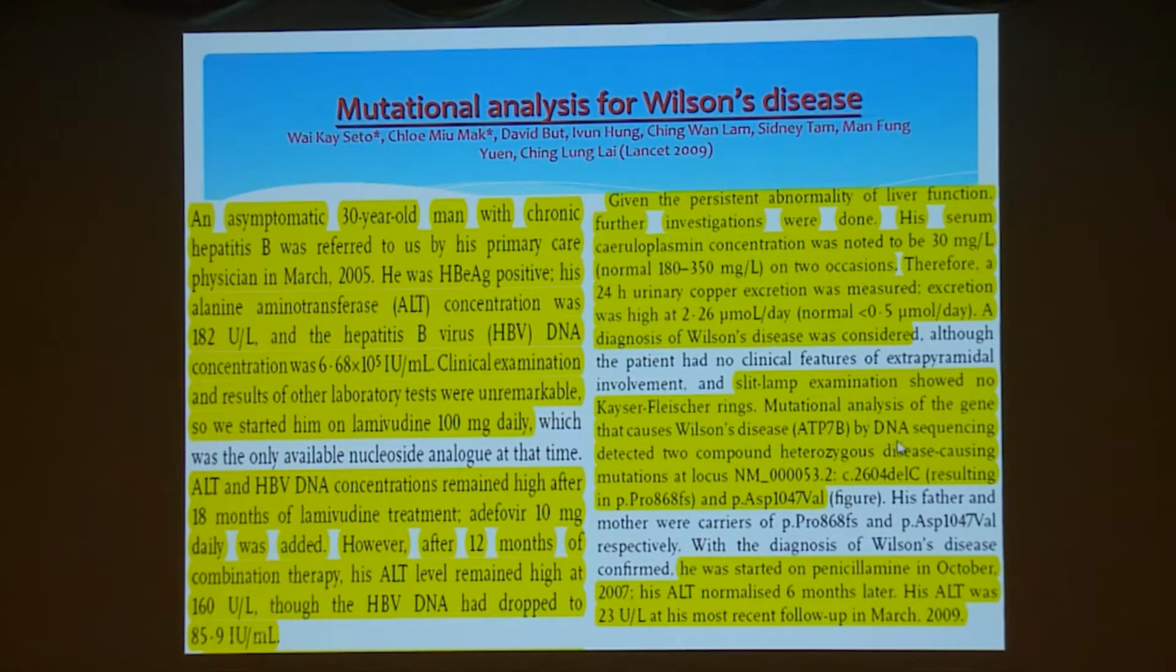So you need genetic testing, and we found compound heterozygous mutations for him. When put on penicillamine, his ALT normalized, and we also have to screen his family for Wilson disease if he has any siblings.